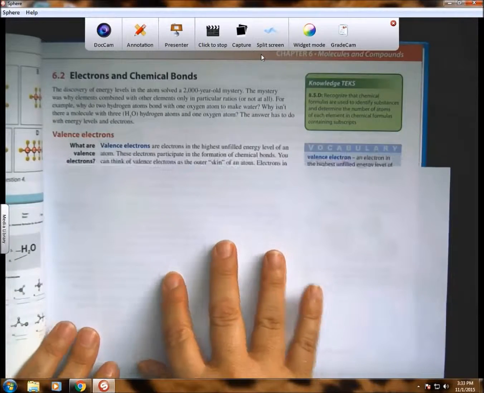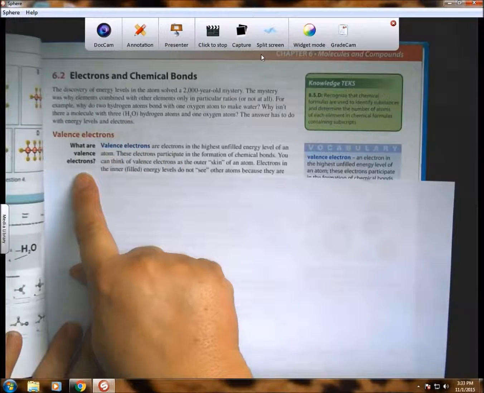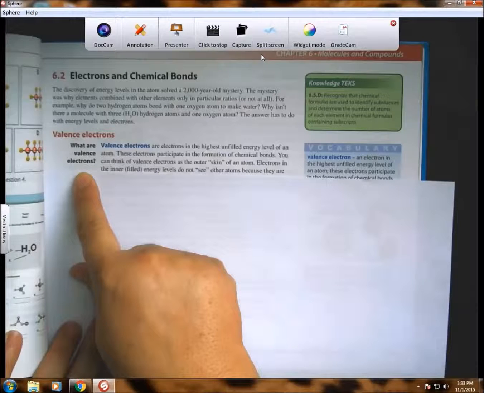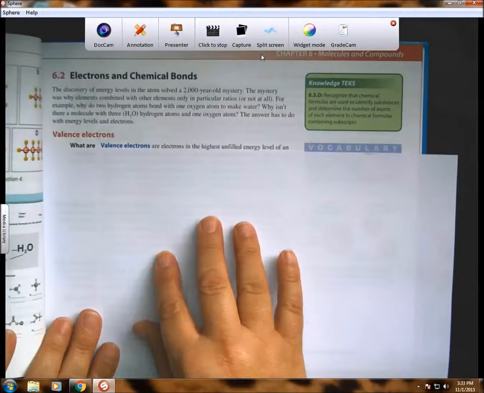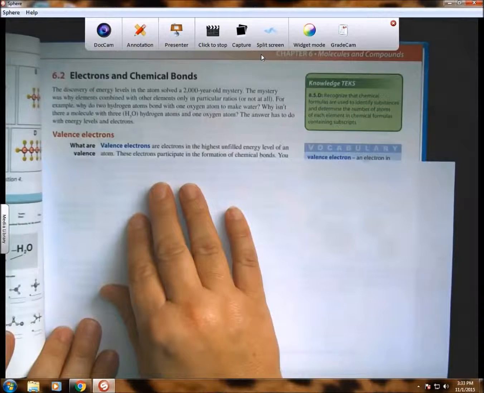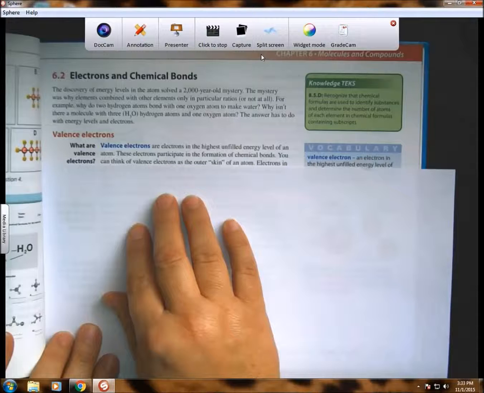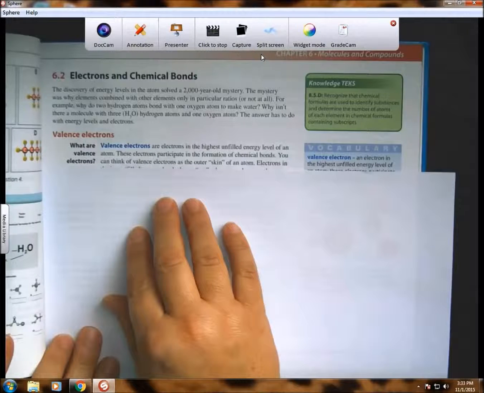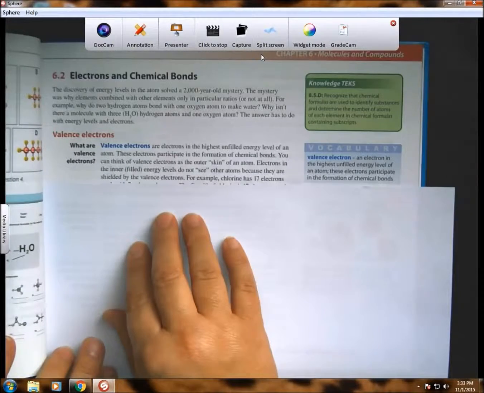What are valence electrons? Now you see over here on the side, it gives us our key words if we're going to be taking notes. So, what are valence electrons? This paragraph is going to answer that. Valence electrons are electrons in the highest energy level of an atom. These electrons participate in the formation of chemical bonds. You can think of valence electrons as the outer skin of an atom. Electrons in the inner energy levels do not see other atoms because they are shielded by valence electrons.